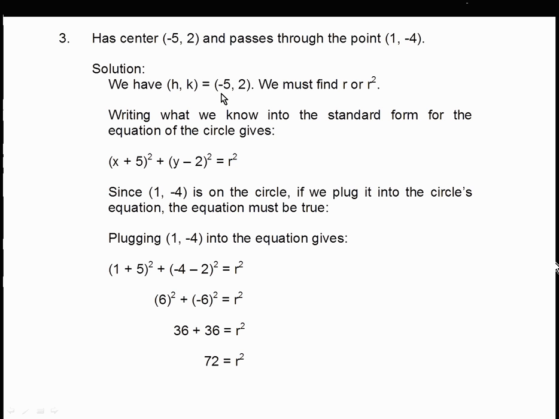Here's my H, K. Let's piece it all together. I'm going to have x plus 5 squared plus y minus 2 squared equals 72.